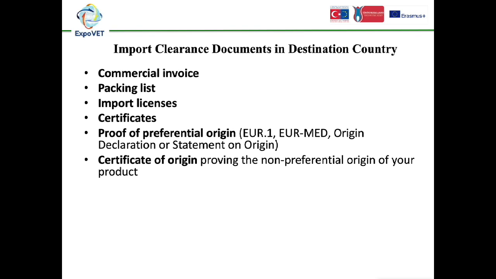A non-preferential certificate of origin may be required if import restrictions on certain products from certain countries, trade defense measures, or special imports are followed. However, the importer may also request this document for his own purposes. Certificates of origin are usually issued by your local chamber of commerce. In some countries, this responsibility may also be given to ministries or customs authorities.